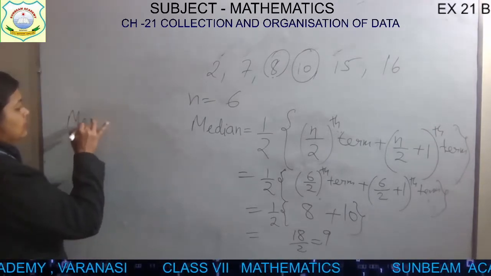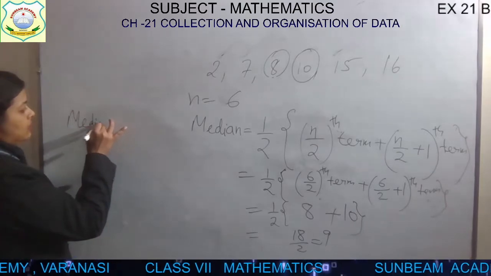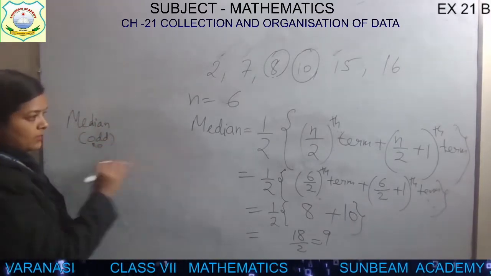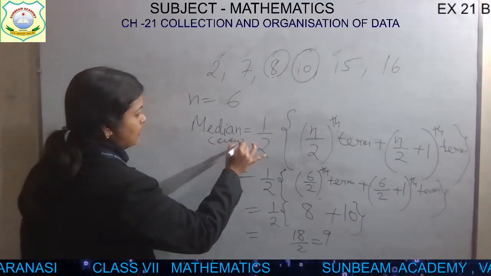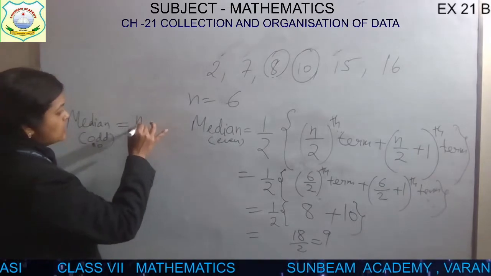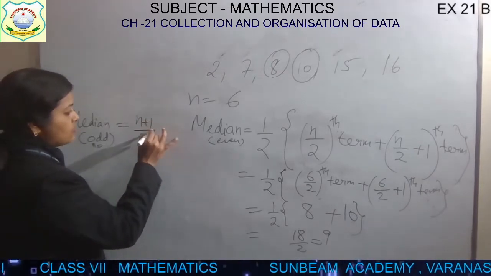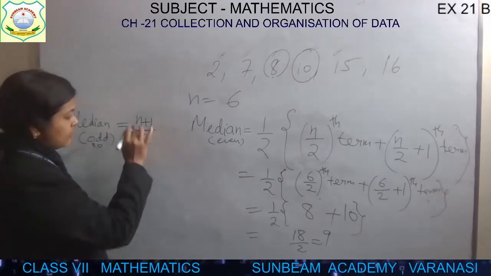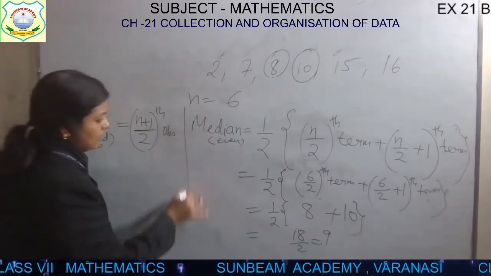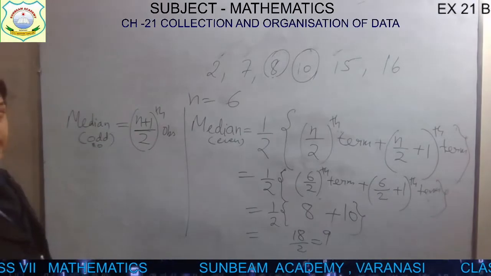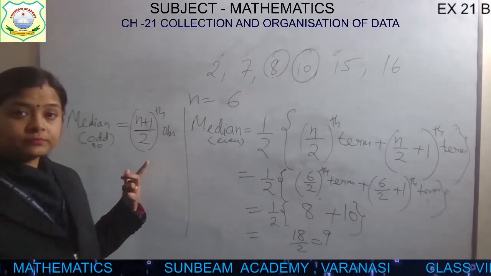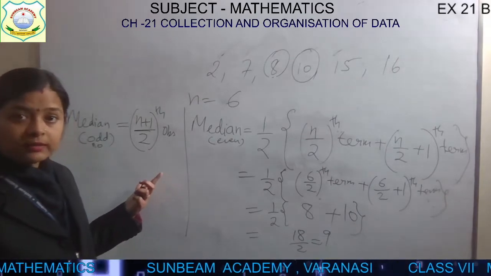Median: here you can write when odd number, and here you can write when even number. So the median when an odd number of observations is given to us is the n plus 1 by 2th observation. Write n plus 1 fully.